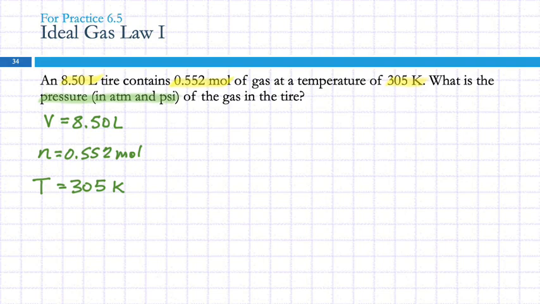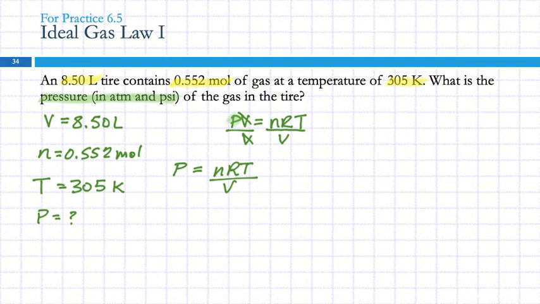And then what are we trying to find? P. Trying to find P. So nothing's changing. This is going to be a PV equals nRT problem. So what am I trying to find? I'm trying to find the pressure. So I'm going to rearrange this equation to get pressure by itself. I'm going to divide this side by volume so the volumes cancel out, and I'm going to divide the other side by volume. So pressure is equal to nRT divided by V.